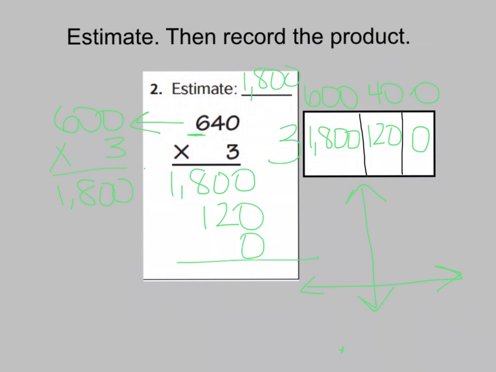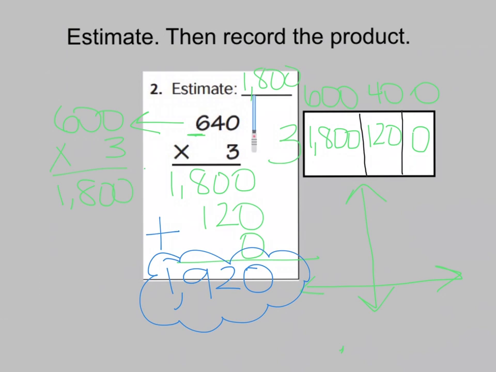Now, in order to get my final product, I have to add all of my partial products. 0 plus 0 plus 0 is going to give me 0. 0 plus 2 is 2. 8 plus 1 gives me 9. And bring down my 1. So my final product for 640 times 3 is 1,920. And if we take a look at our estimate, we can see that 1,800 that we estimated previously is very close to our 1,920. So that means we did our estimation correctly.